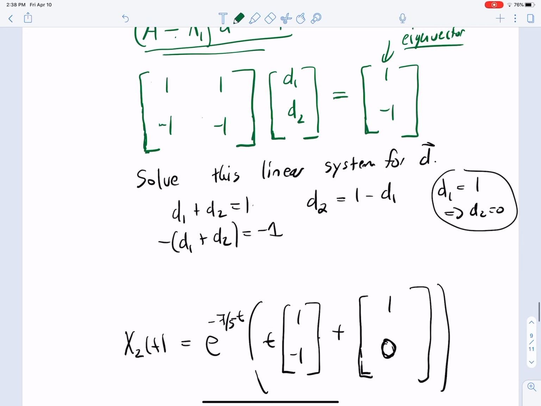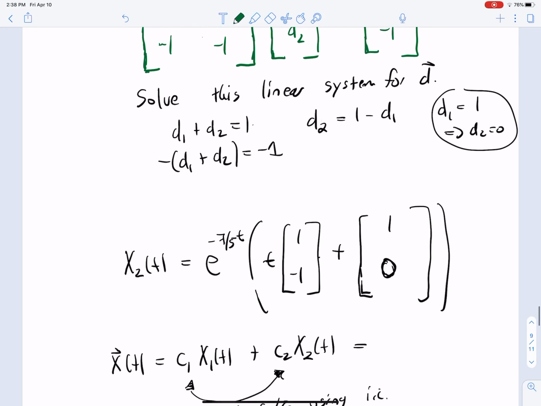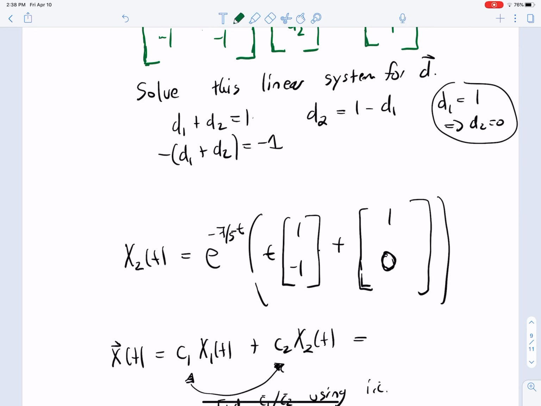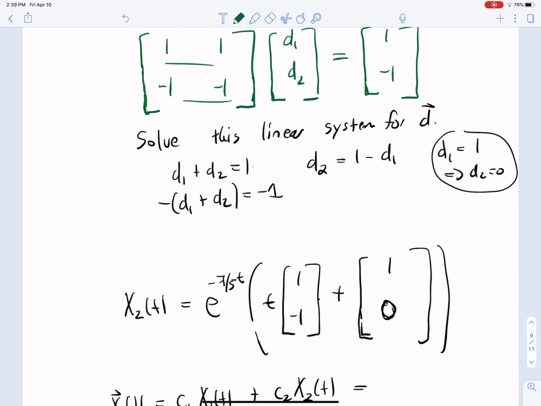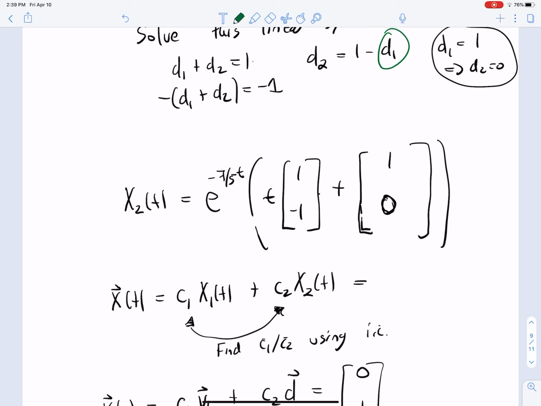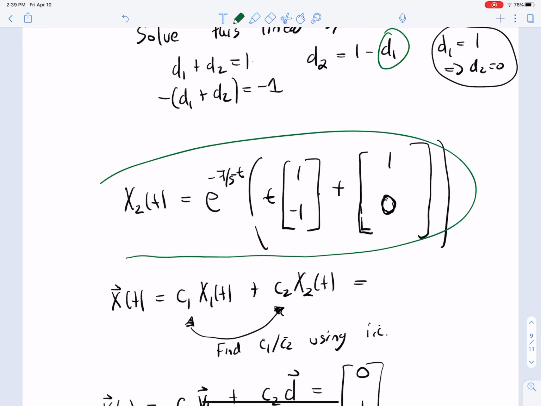Once again, this is going to be redundant, so I get d2 equals 1 minus d1, and then let's just choose d1 to be 1, therefore d2 has to be 0, right? So these two rows are always going to be redundant as well, so we have an arbitrary choice to make, so choose whatever one's easy. You just need to find one solution to this. There's going to be an infinite amount. So this gives us our second solution, e to the lambda t, t v1 plus d, right? Once we find the d, which in this case is just 1, 0, we've found the general solution.